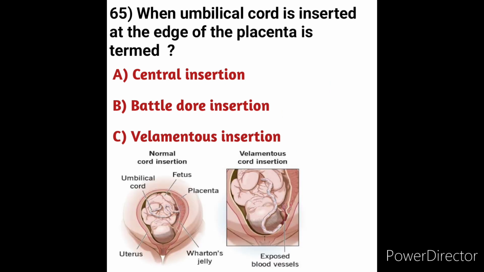Here we can see the normal cord insertion in the first picture, and the velamentous cord insertion in the second picture. In normal cord insertion, the umbilical cord is in the correct position. In velamentous cord insertion, we can see the exposed blood vessels. The cord is inserted in the fetal membrane, as in this second picture. Here option C is the correct answer. Next, move on to question number 66.